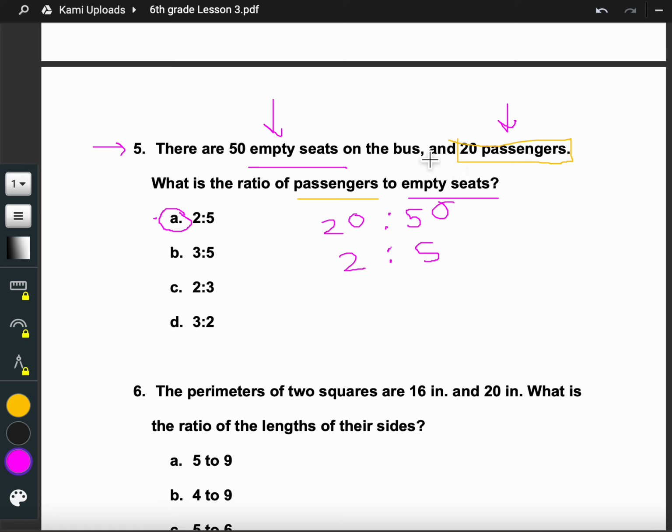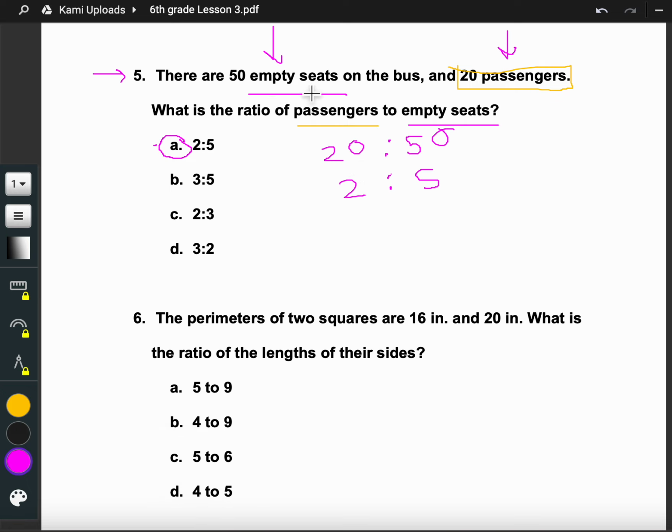And the reason I'm highlighting them in different colors is because people always get them mixed up. And that's one of the reasons why they get their answers wrong. So it's really important that you pay attention to the second part, even though you know what's going on, because it could specify other details.